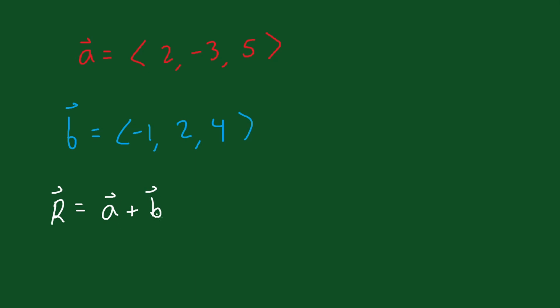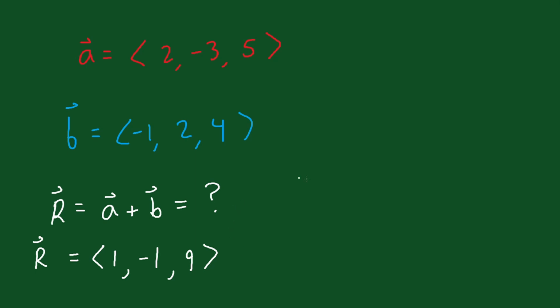So let's say we have vector A, and vector A can be something like 2, -3, 5. And let's say we have vector B, and vector B is -1, 2, 4. And the question is, what is vector r equal to if vector r is equal to a plus b, right? Vector a plus vector b. What will be the resultant vector? Well, we can simply add the components the same way we would in 2 dimensions, right? You can say that 2 plus -1 is 1. You can say -3 plus 2 is -1. And you can say that 5 plus 4 is 9. So this would be your resultant vector.